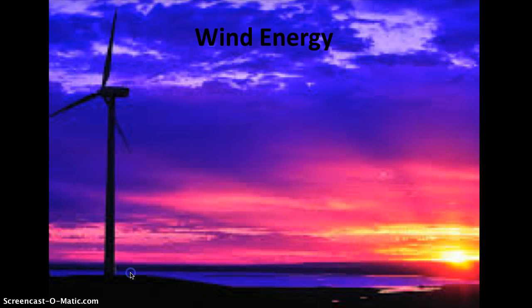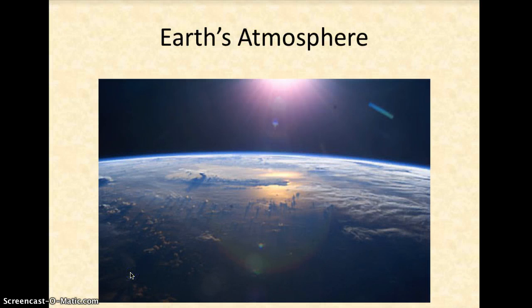Wind energy. The Earth's atmosphere is a gaseous layer that wraps around the Earth. It sits above the planet, held in place by gravity. Wind is air in constant motion. It is produced by the uneven heating of the Earth's surface by the sun. Since the Earth's surface is made of various land and water formations, it absorbs the sun's radiation unevenly.